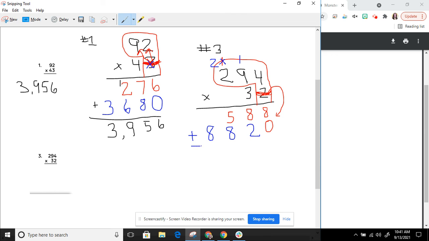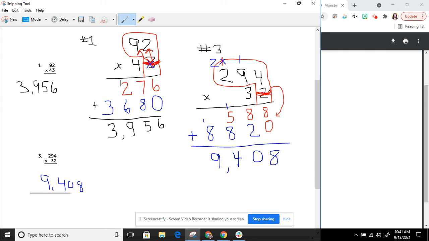And then I add them up. Okay, 8 plus 0 is 8. 8 plus 2 is 10. I put my 0. I carry my 1. 8 plus 5 is 13. Plus 1 is 14. Put my 4, carry my 1. 8 plus 1 is 9. 9,408. I put my comma. Then I can write my answer over here. But again, you have to have your work shown to get full credit.